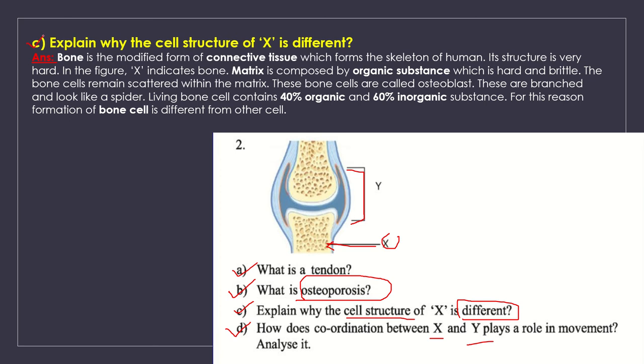So number C, that is bone is the modified form of connective tissue which forms the skeleton of human, and its structure is very hard, and figure X indicates bone. Yes, of course. And matrix is composed of organic substance which is hard and brittle. So the bone cells remain scattered within the matrix.